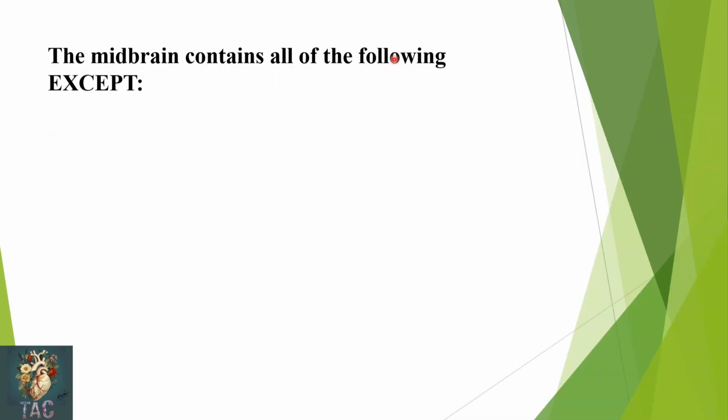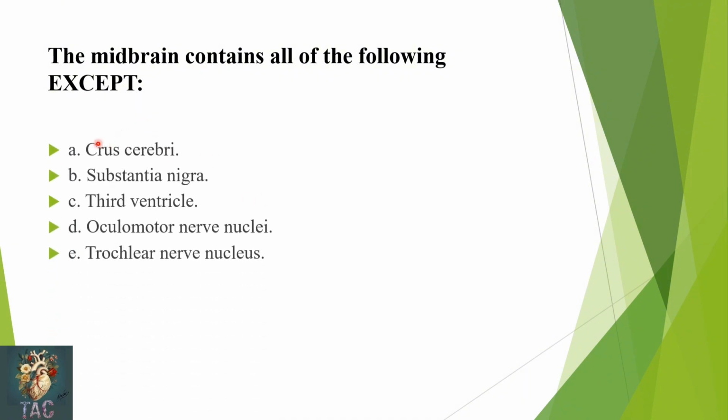The midbrain contains all of the following except: crus cerebri, the substantia nigra, the third ventricle, the oculomotor nuclei, the trochlear nerve nucleus. It's very clear that the third ventricle is present in the diencephalon and is not part of the midbrain. So the correct option is option C.